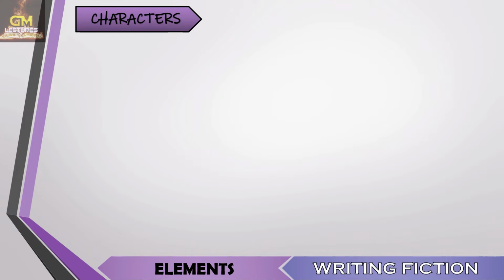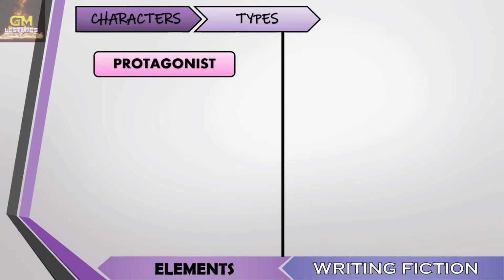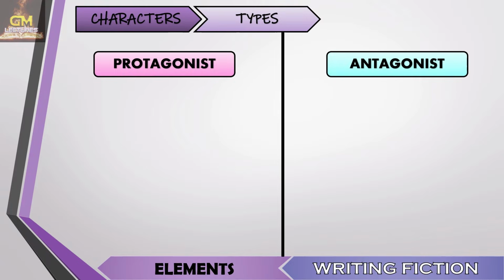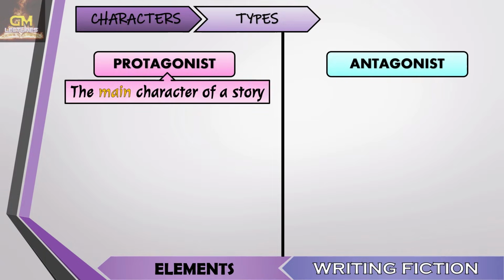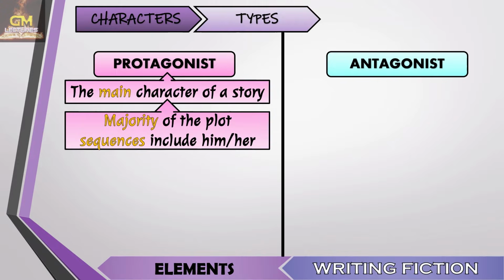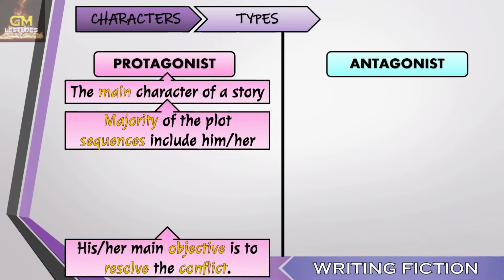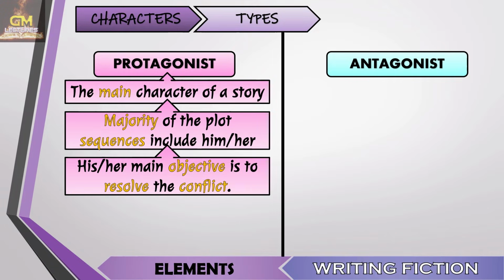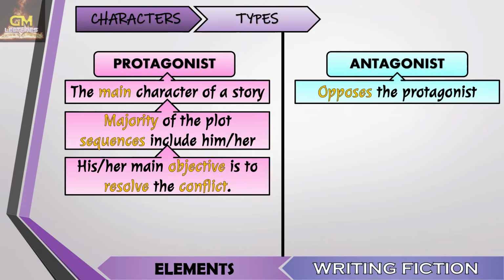Now at this point we are going to talk about the different types of characters, starting with the protagonist and the antagonist. The protagonist is the main character of a story, in a way that the majority of the plot sequences include him or her. Of course, being the protagonist, his or her main objective is to resolve the conflict presented in the story. The antagonist, on the other hand, opposes the protagonist.